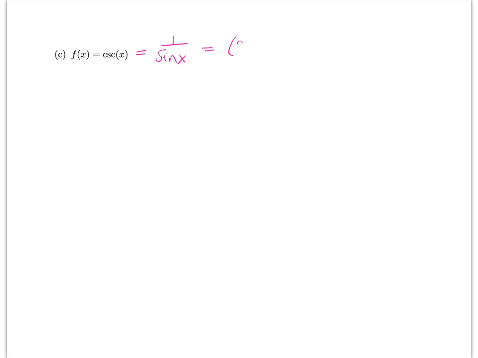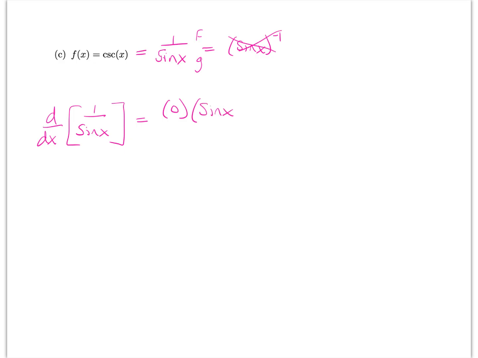I could write this as sine x to the negative 1 and do the chain rule like I did on the previous example. But instead, this time I'm going to call my numerator f and my denominator g and do the quotient rule. So my derivative of 1 over sine is going to be f prime, that's the derivative of my numerator. The derivative of 1 is 0. f prime times g minus f times g prime, that's the derivative of the denominator, which is cosine x, all over the denominator squared.